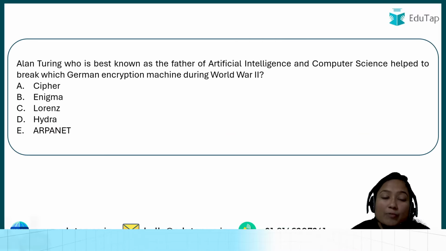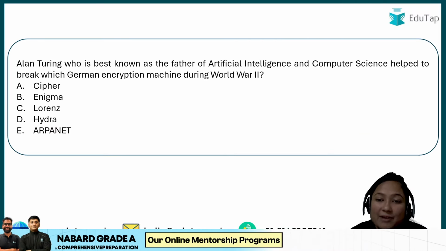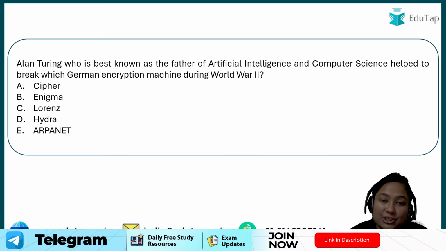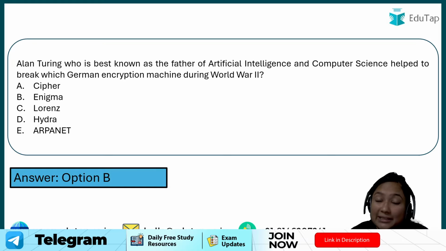Now, Alan Turing, who is best known as the father of artificial intelligence and computer science, helped to break which German encryption machine during World War II? Okay, and the options are Cipher, Enigma, Lorenz, Hydra, ARPANET. The correct answer here will be option B, that is Enigma.